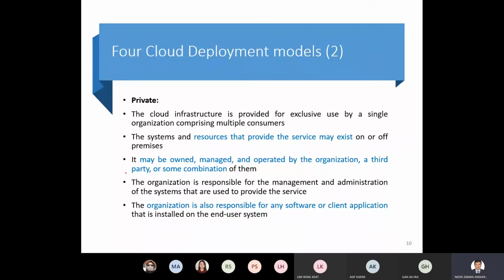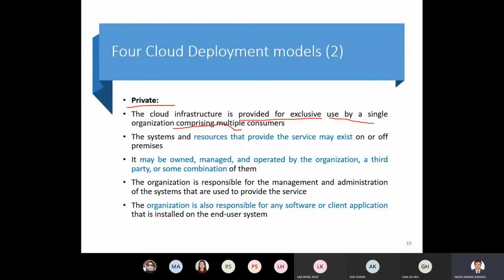Number two, the private. Now the private is different, as we discussed. It will be exclusively for a particular organization, or maybe even for an individual person, which could be possible as well. Organizations that don't want to compromise on the public cloud can take a private one and share it with their own employees, like what we discussed about the Taylor Cloud. The system and the resources that provide the services may exist on or off premises. That's what we just discussed.